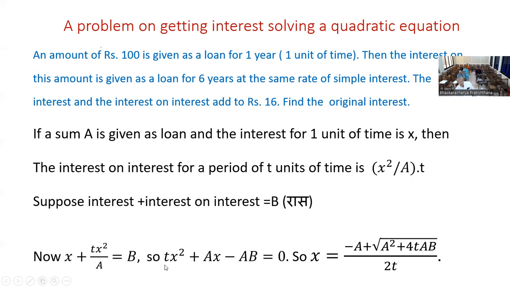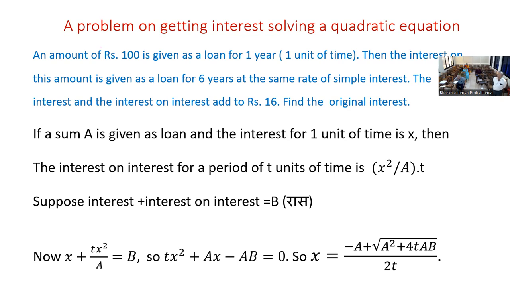So you have this equation: T x square plus A x minus A B equal to 0. This is a quadratic equation that we are getting. If you solve it, because X is the interest that we are considering, by our quadratic equation formula, X is equal to minus A plus root of A square plus 4TAB, divided by 2T.